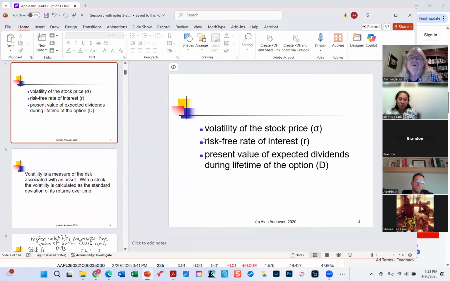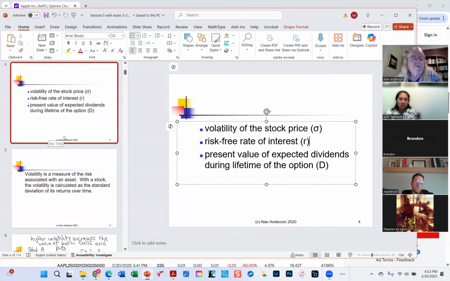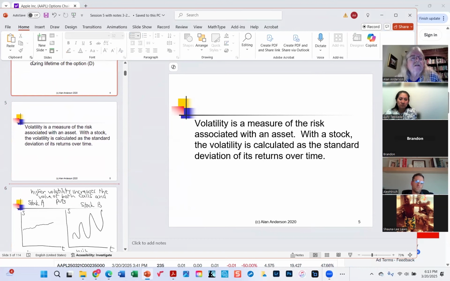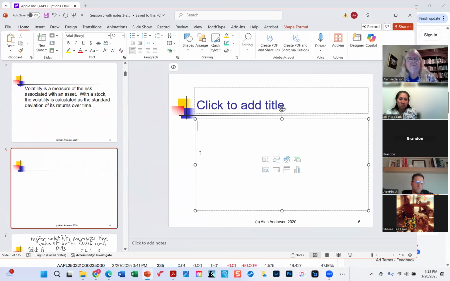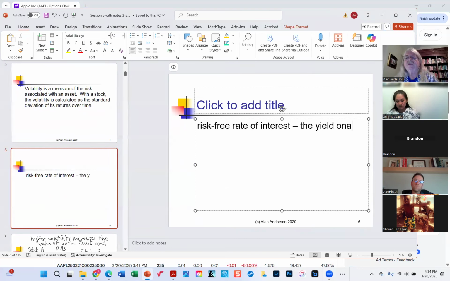The other one is now the risk-free rate of interest. And I just want to remind everyone that risk-free in this context means free of default risk. It's basically taken to be the yield on a Treasury security. Because as you know, when you buy Treasury securities, the government guarantees that they'll pay you the interest that they owe you. A corporation can go out of business, but the government can't.